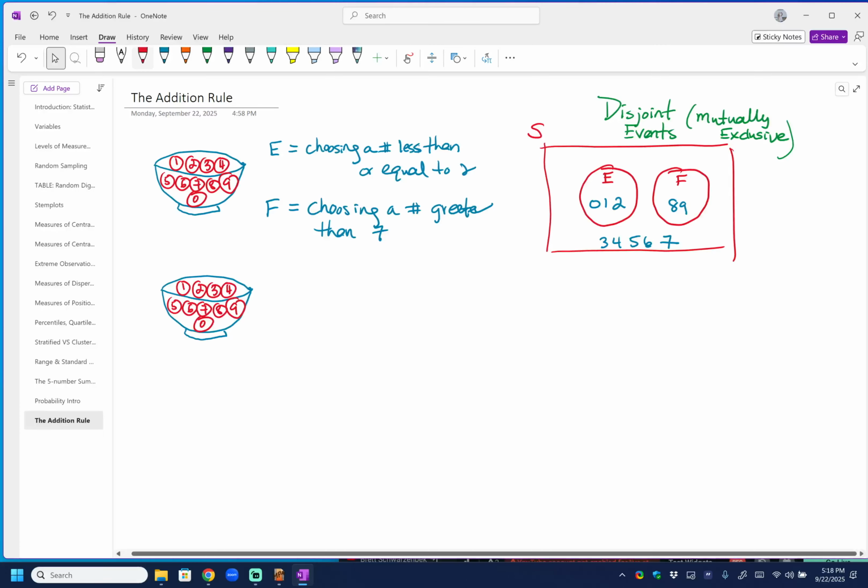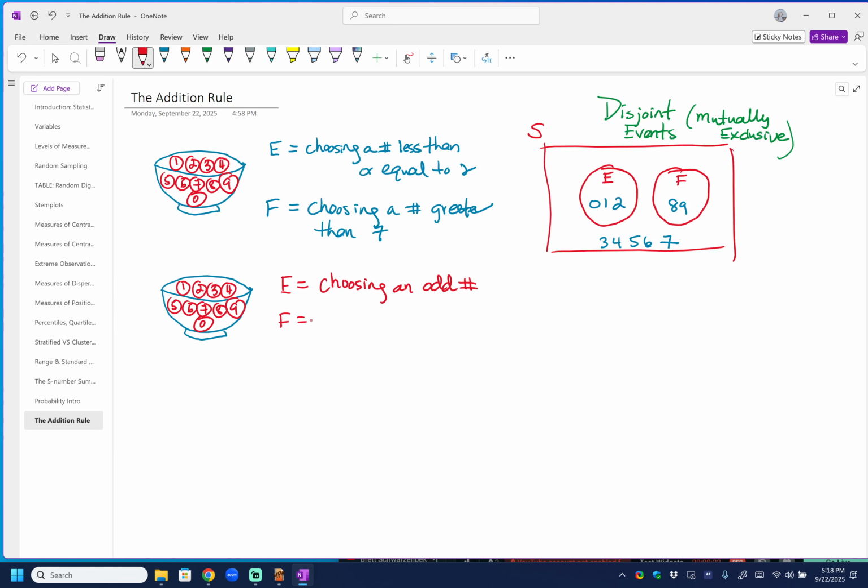All right, let's return to the same bowl of chips. And this time let's define two different events. We'll call them again E and F. So let's say choosing an odd number is E. And F is choosing a number that is at most 4.